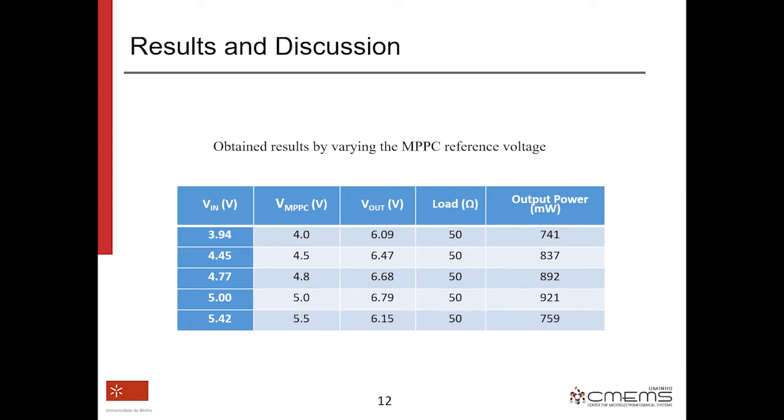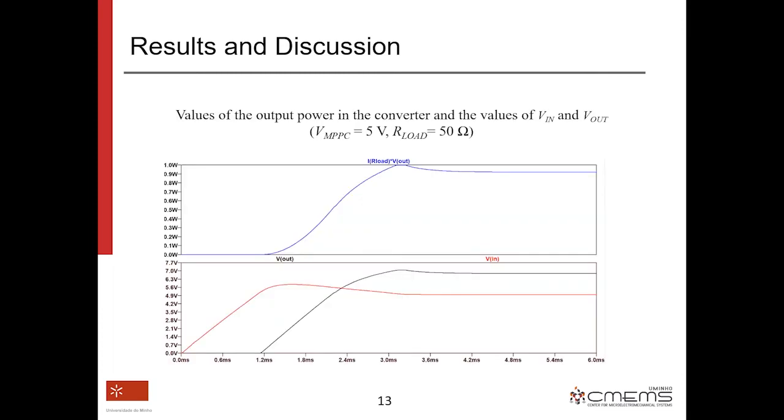These are the results obtained by varying the MPPC reference voltage. And as expected, when we have a reference voltage of 5 volts, we have the maximum output power, in this case 921 milliwatts. For other reference voltages, we can see that the output power is lower. For a reference voltage of 4 volts, we only obtained 741 milliwatts of power. In this table, the same load was used. This is the graph for the best case in the table. For the reference voltage of 5 volts, we obtained very close to 1 watt, which is the maximum power of the actual model that we used on the weather station. And the output voltage almost hit 7 volts.